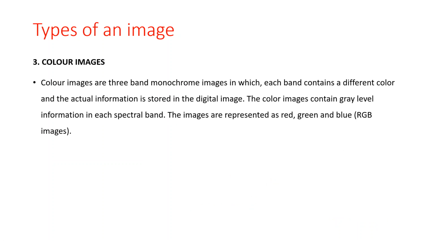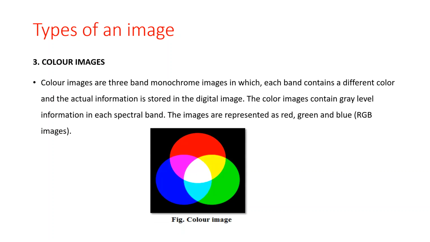The third type of image is a colored image. In the colored image, there are 3-band monochrome images, in which each band contains a different color and the actual information is stored in the digital image. So the color image contains gray level information in each spectral band. The images are represented as red, green and blue images. So it is a combination of 3 images: red, green and blue.